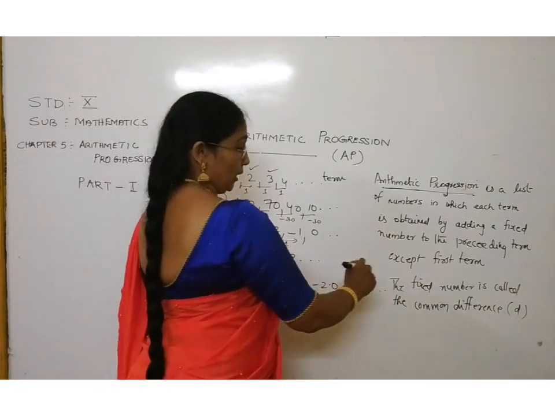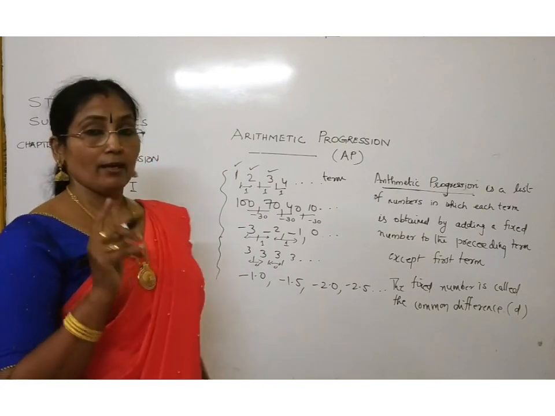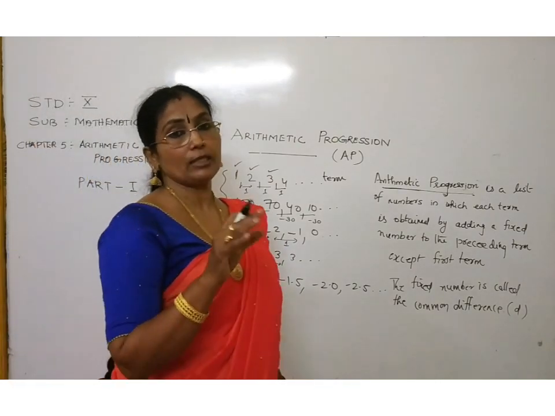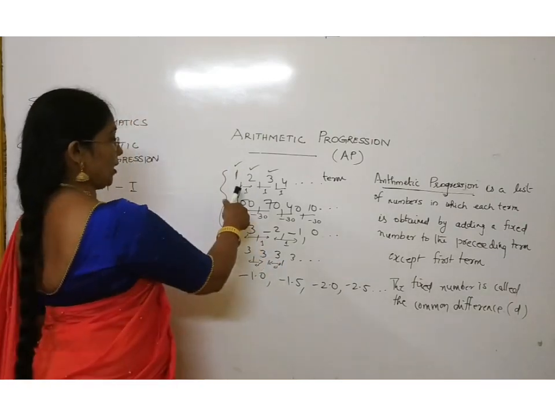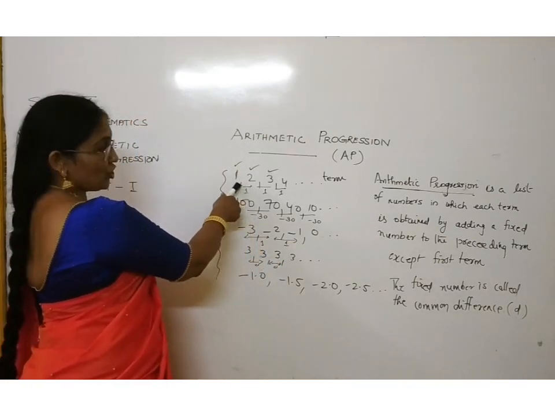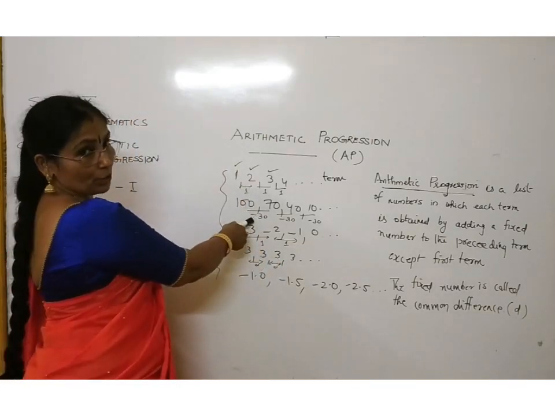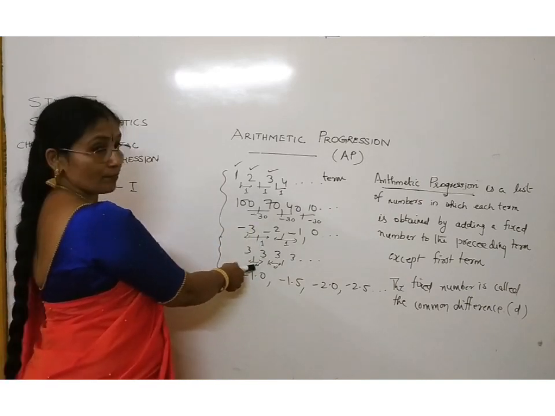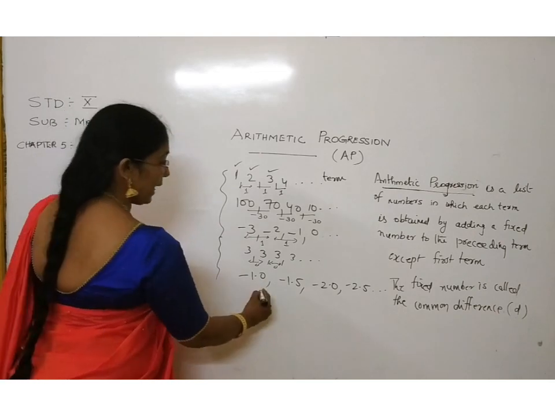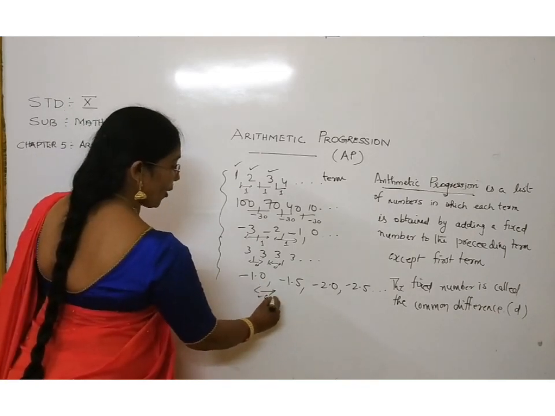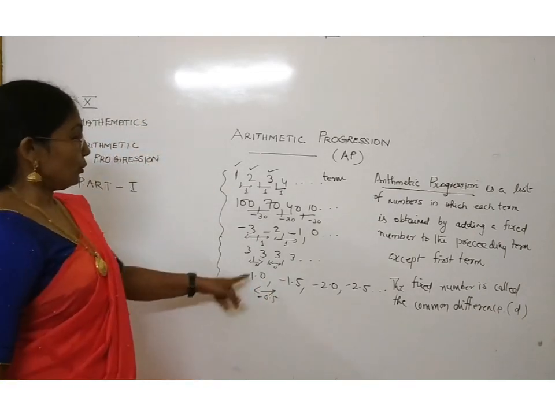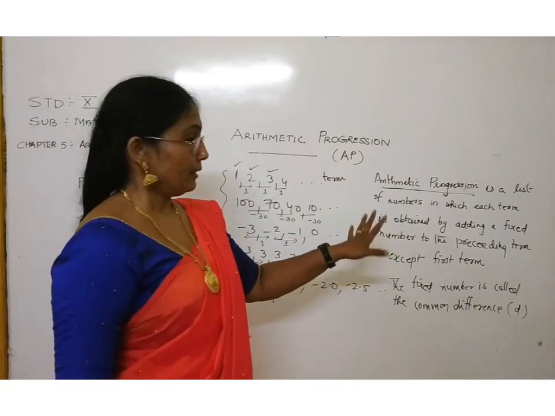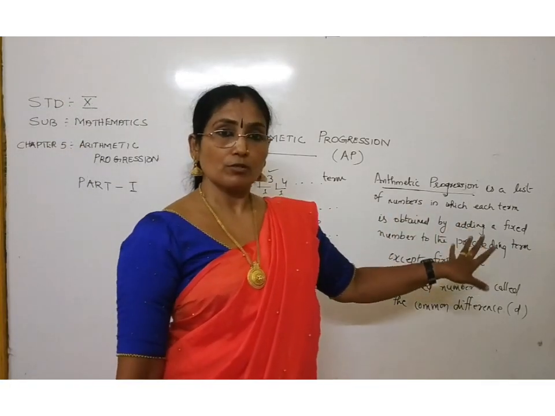Now, one more thing you want to note here is that the fixed number can be positive, negative, or 0. In this case, you have seen that here the common difference is 1. Here the common difference is minus 30. Here the common difference is 1. Here the common difference is 0. Here the common difference is minus 0.5. So here we can see that the common difference can be positive, negative, or 0.